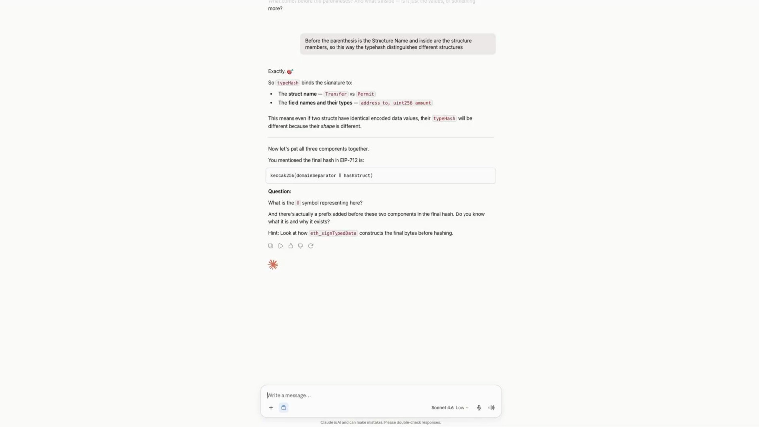You mentioned the final hash in EIP-712 is keccak256 of domain separator OR hashStruct. What is the OR symbol representing here? And there's actually a prefix added before these two components in the final hash. Do you know what it is and why it exists? Why it exists? Look at how each signed type data constructs the final bytes before hashing.